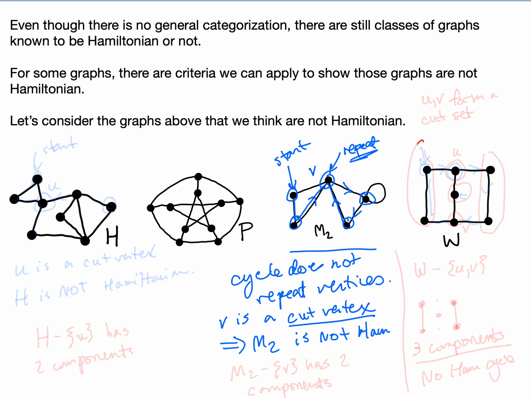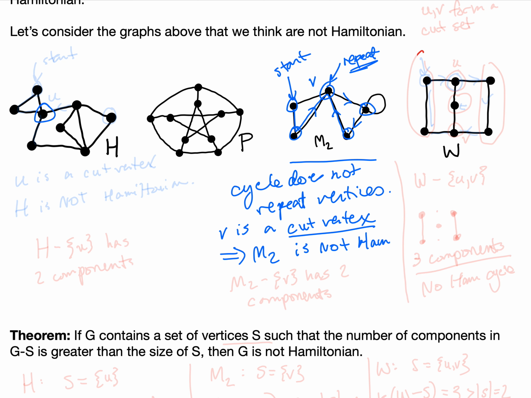Okay, do we see that anywhere else? Well, we also see it here with the graph H. We could call that U. That vertex U is also a cut vertex. And so again, this graph H is not Hamiltonian for the same reason.